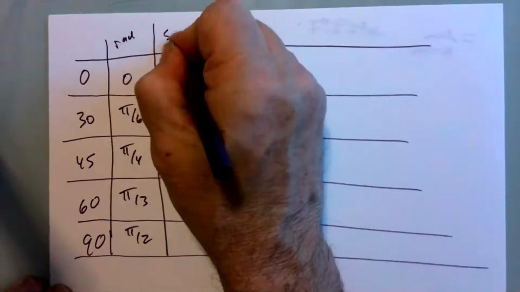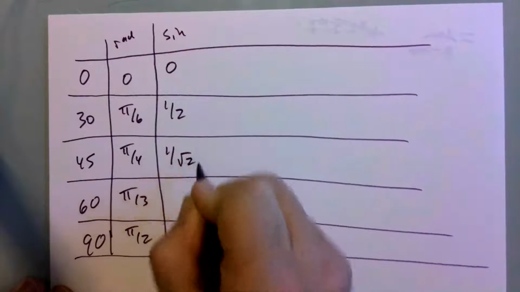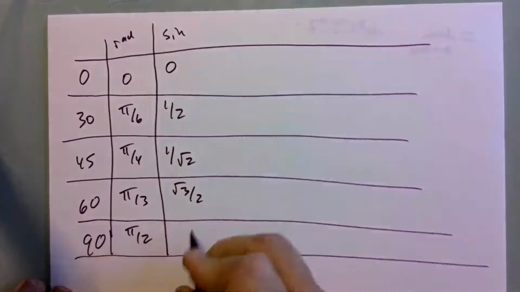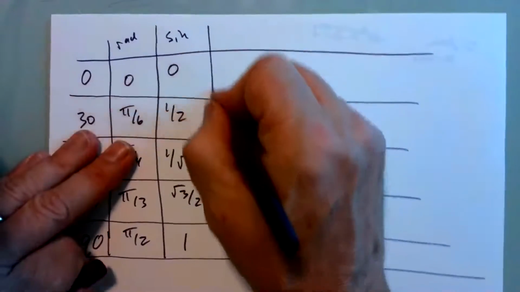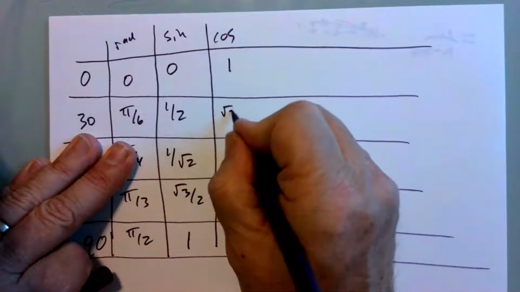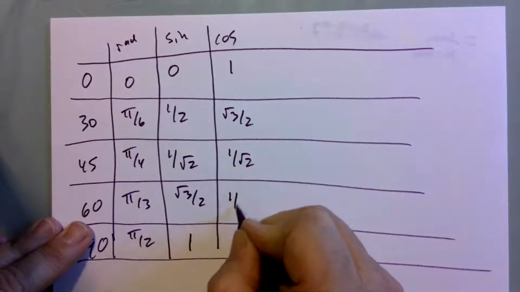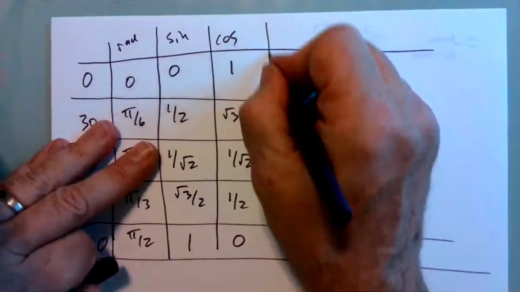Then we have sine. Sine of 0 is 0. Sine of pi over 6 is a half. 1 over root 2. Root 3 over 2. 1. Cosine, you just do it backwards. Cosine 1. Then root 3 over 2. Then 1 over root 2. Then a half. 0. And then tangent.